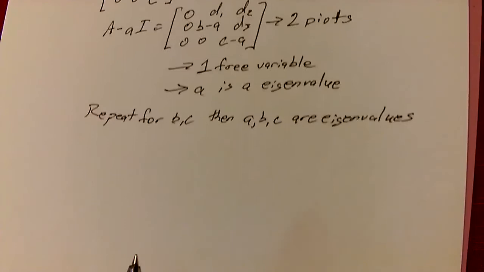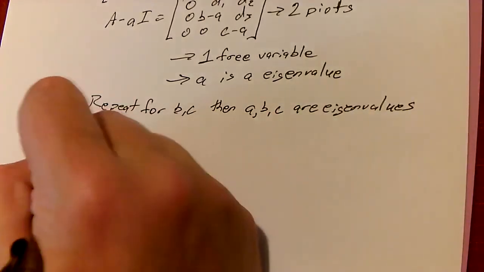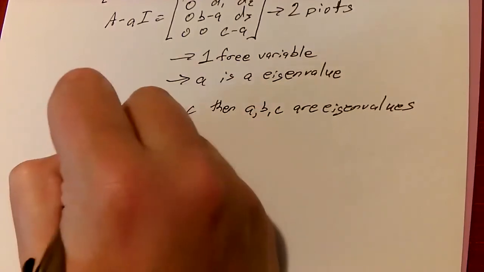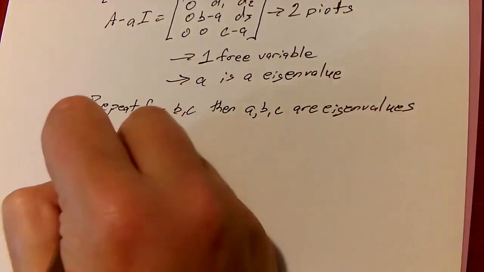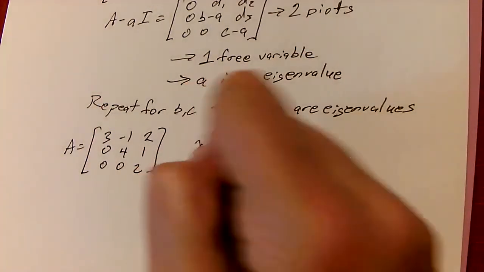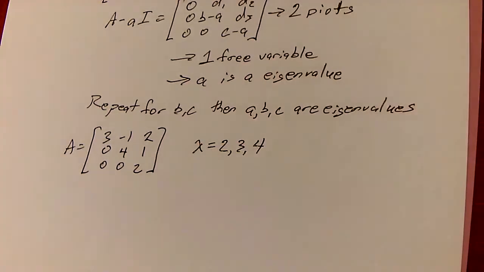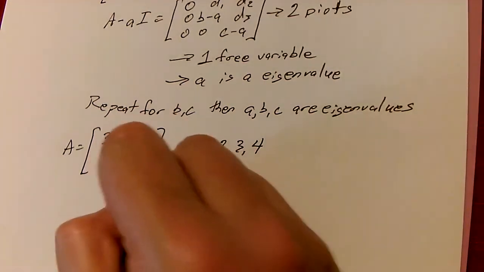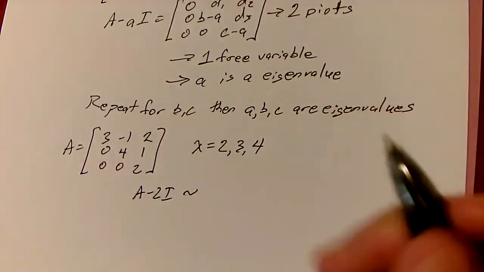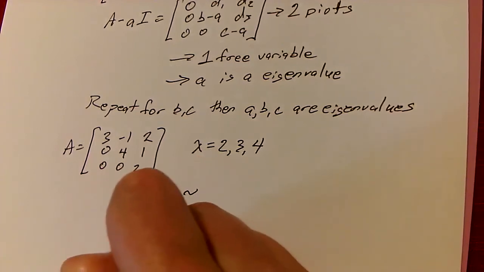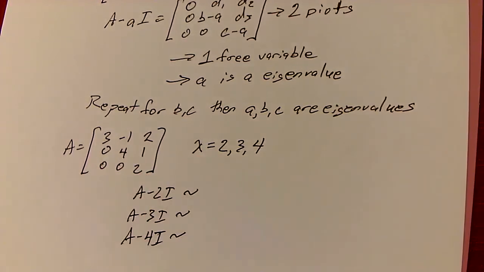Okay, so I can take a really easy matrix here. Let's make my matrix A 3, -1, 2, 0, 4, 1, 0, 0, 2. My eigenvalues are 2, 3, and 4. So lambda equals 2, 3, and 4. And I could go in and do A minus lambda I, so A minus 2I, and row reduce it. I could do A minus 3I, row reduce it, and A minus 4I, and row reduce it. And that would give me my corresponding eigenvectors.